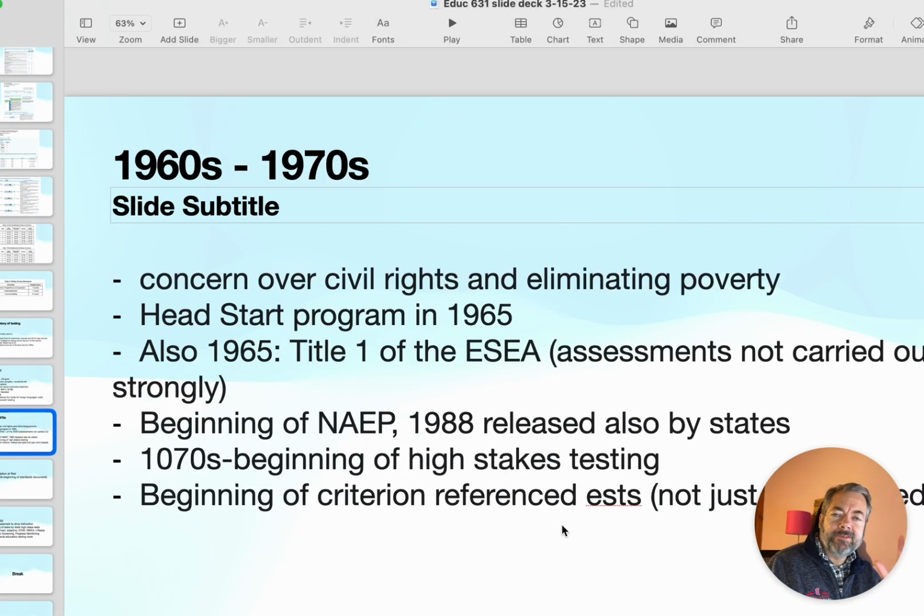So then, as you probably know, in the 60s, it was concern over civil rights. You had Vietnam starting as well, but we also wanted to eliminate poverty. You had the Great Society of Lyndon Johnson. And then Head Start began in 65. So both assessment and education started growing. We started realizing poverty, to a large extent, is a result of kids not being educated, or it's hard to say which drives it first.